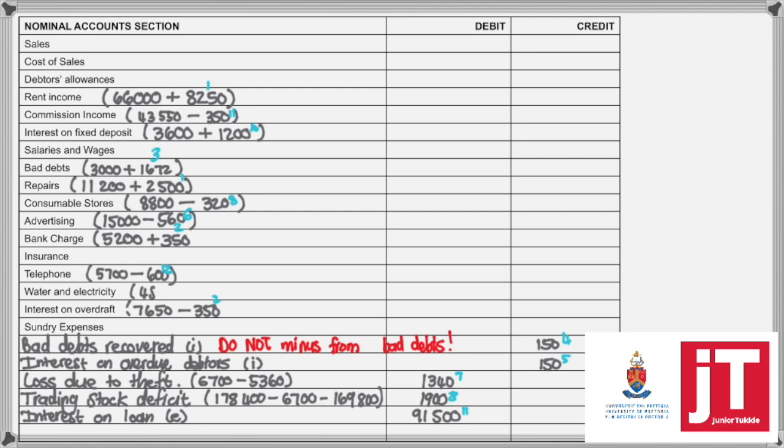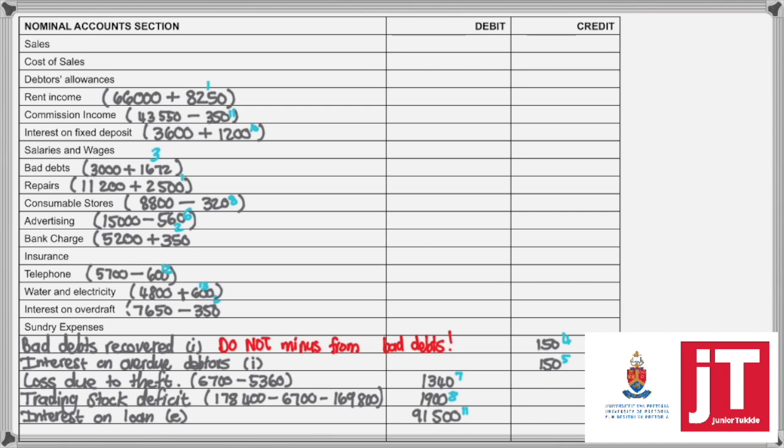Water and electricity is number 13. So it was an accrued income, okay? So we have to add, not minus, please correct there. We have to add the 600 Rand here because it was still accrued, okay? So we need to add it back. It still needs to be recorded for this financial year.